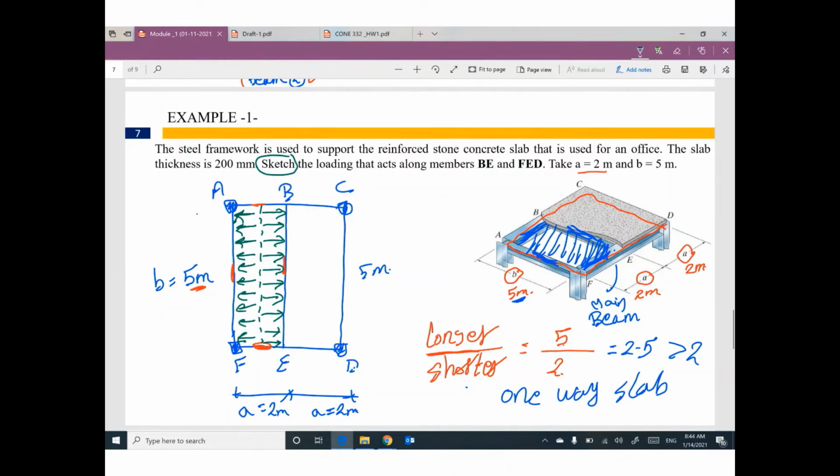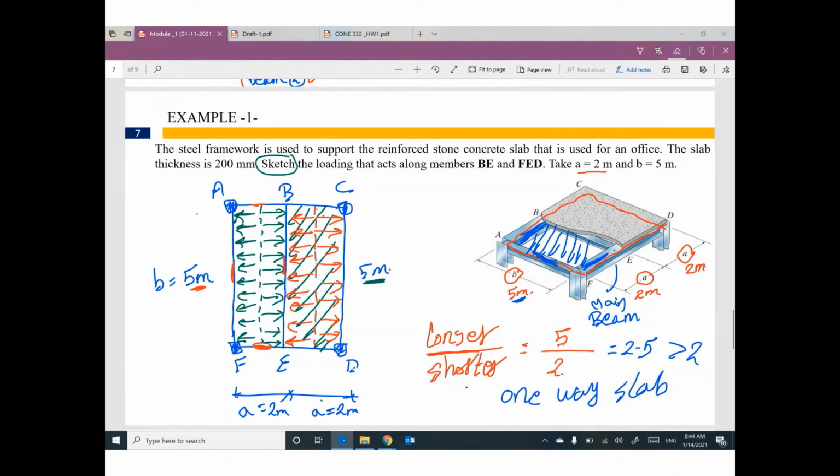The same sequence for this rectangle. Longer divided by shorter is 2.5, greater than 2, so it is a one-way slab. So half of this slab will be supported by beam CD, and the other half will be supported by beam BE. Any question?